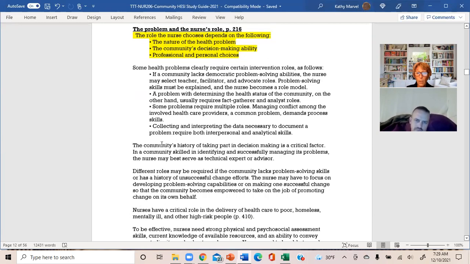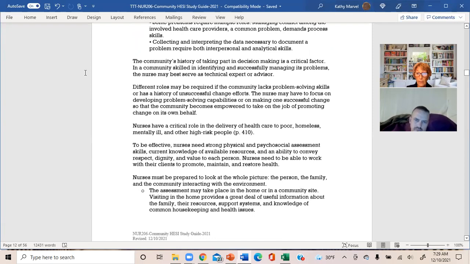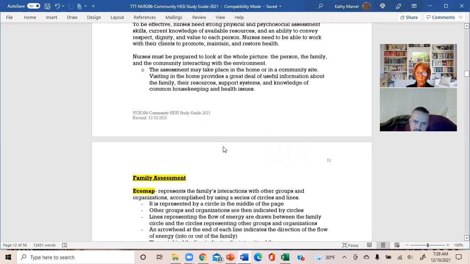Okay, the community's history and of taking part in decision making is a critical factor. Right, different roles may be required in the community if it lacks problem-solving skills. So read through this. Nurses have a critical role in the delivery of healthcare to the poor, the homeless, the mentally ill. To be effective, nurses need strong physical, psychosocial, current knowledge, respect, dignity. So this is a good section. Read through this. This is the role of the nurse.